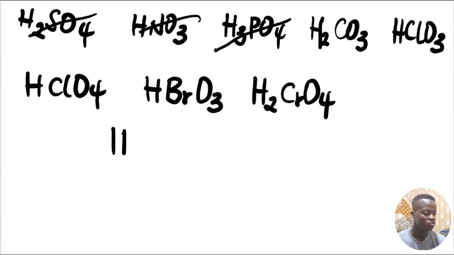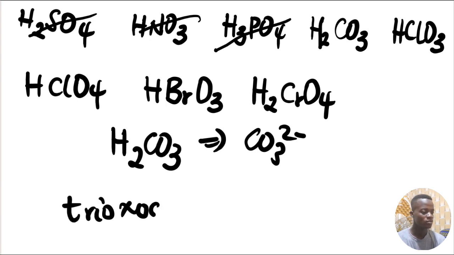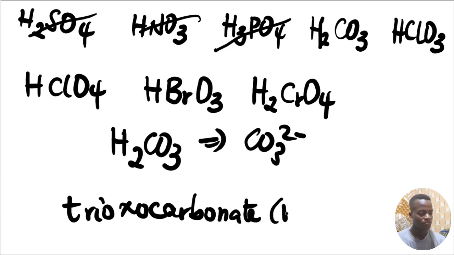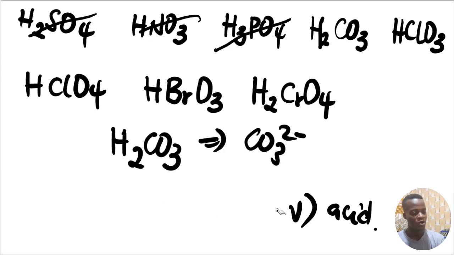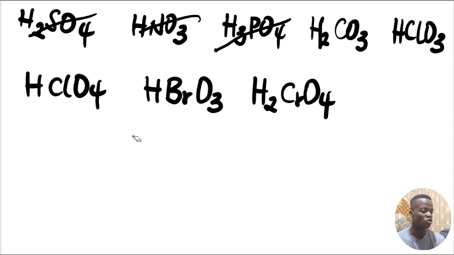So the next one is H2CO3. If you calculate this, the anion is CO3 2 minus, right? So I'm going to have trioxocarbonate(IV) acid. Instead of saying trioxocarbonate(IV) ion, which is the name of the ion, remove the ion and just add acid, and we are done naming the oxo-acid. It's very quick and simple. So we are done naming this one.